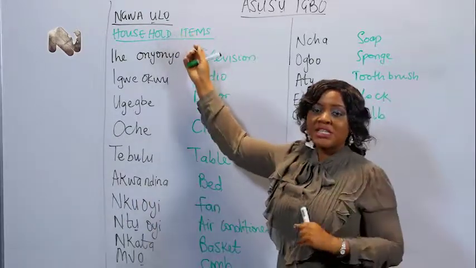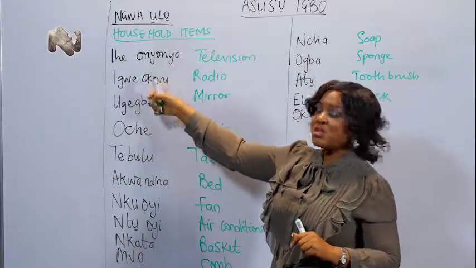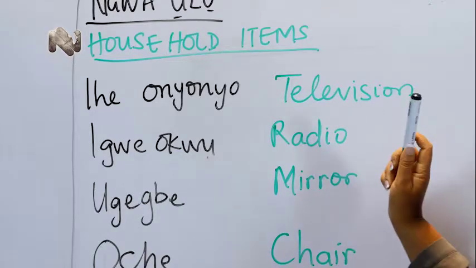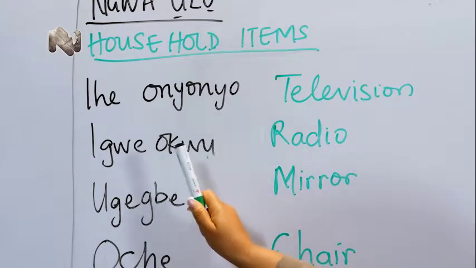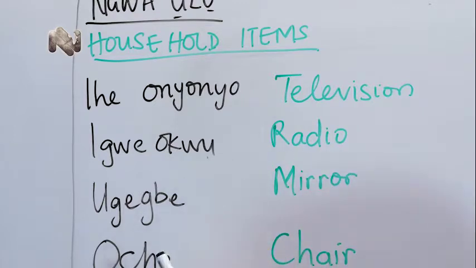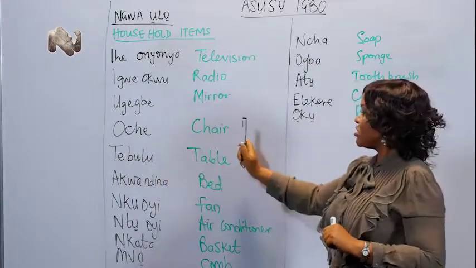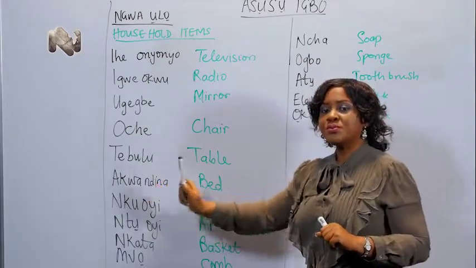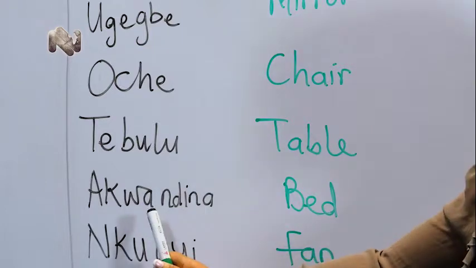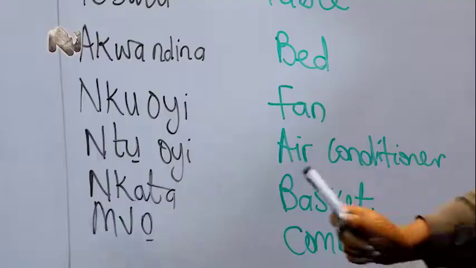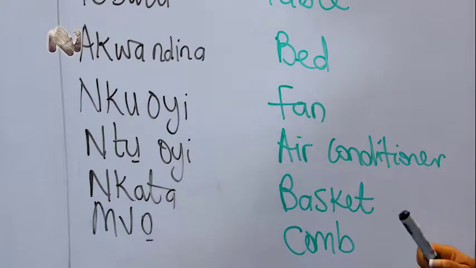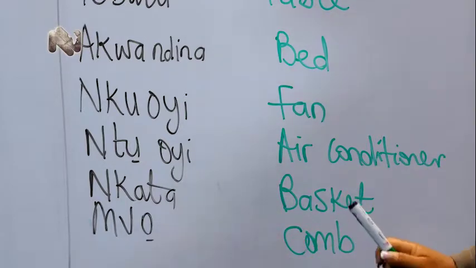I want us to start from the beginning again. Household items. We have the first one, ihe onyonyo, which is television. Let's take it again. Ihe onyonyo, television. Igwe okwu, radio. Ugebe, mirror. Oche, chair. Tebulu, table. Akwandina, bed. Nkuoyi, fan. Ntuoyi, air conditioner. Nkata, basket. Mvo, comb.